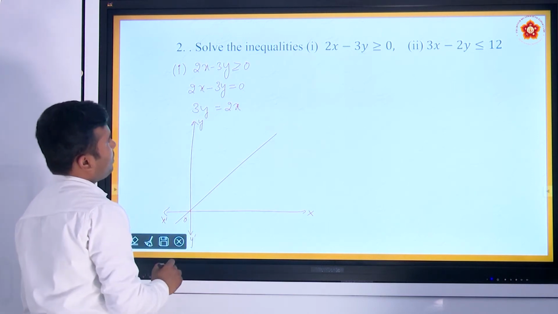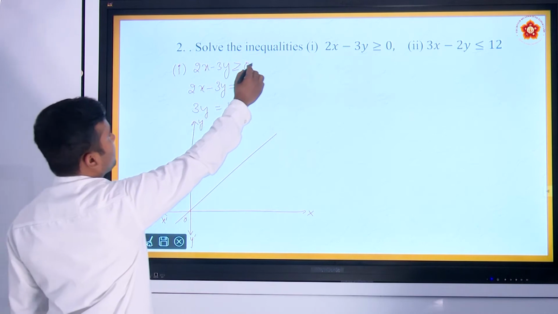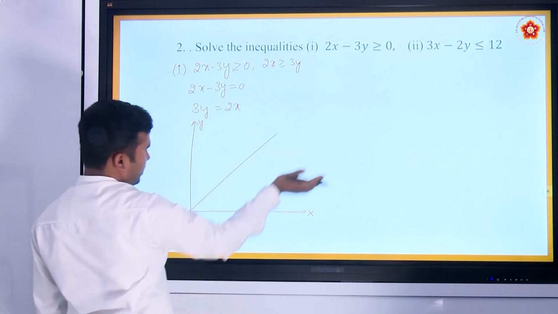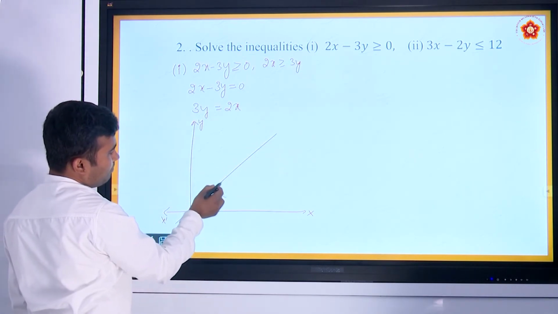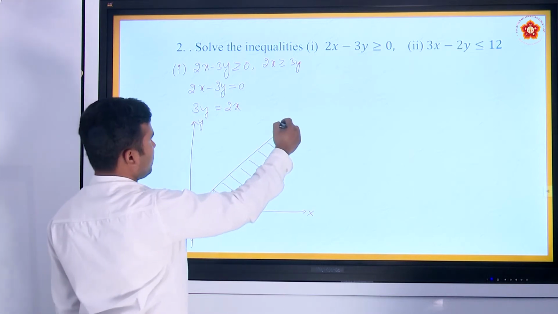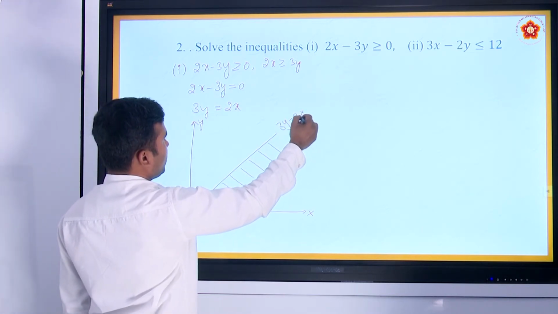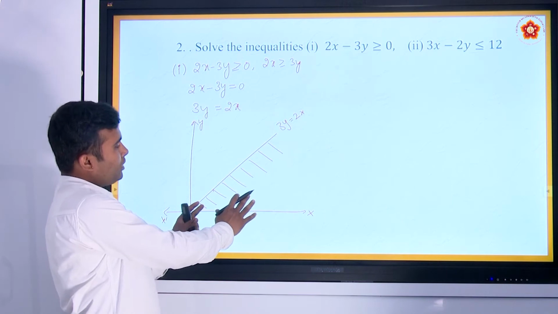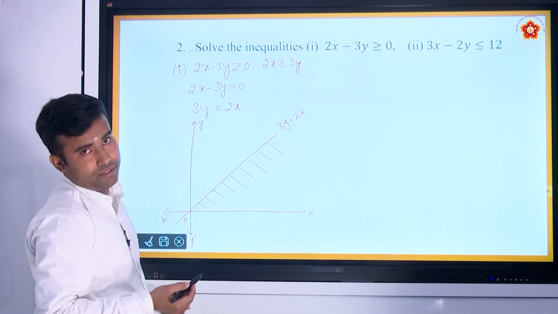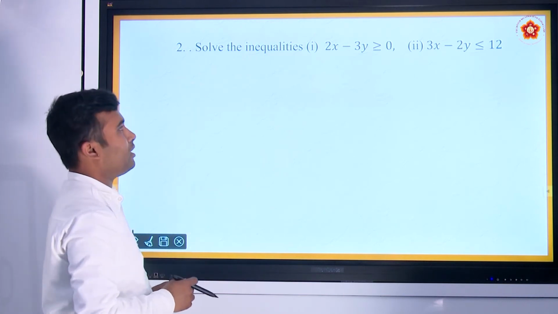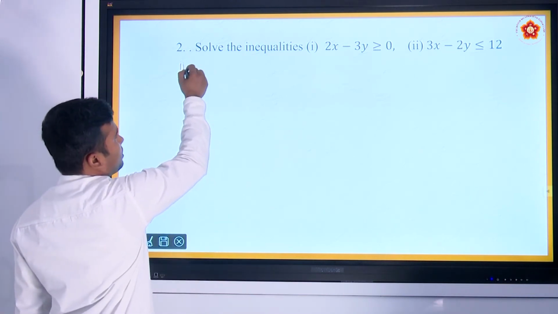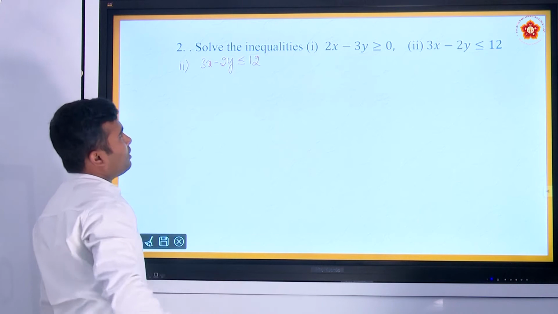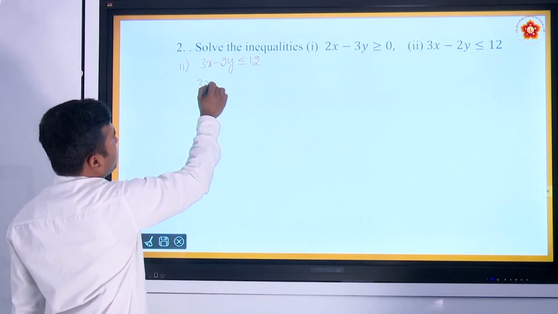If you compare this inequality, it will be 2x is greater than or equal to 3y. Here 2x is greater, so the region is towards the x-axis. The line is 3y is equal to 2x. This is the region. The points within this region will satisfy the given inequality. Let us take the second one, which is 3x minus 2y is less than or equal to 12. So, you remove the inequality and put an equal sign.